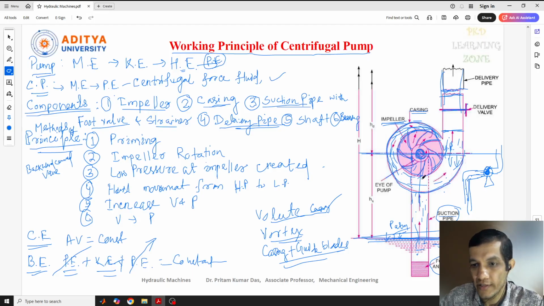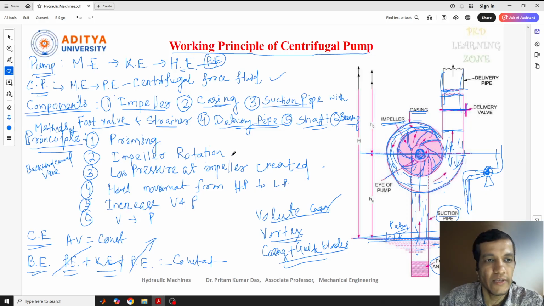Okay, so this is the suction pipe, and here the foot valve and strainer is connected only to filter out the dust particles and some kind of leaves and papers and sticks. So many things will be there in the water, so that needs to be strained out. That is used. And the shaft, I already told you, will be connected at the middle of this, and this is the bearing part, which is connected to the shaft.